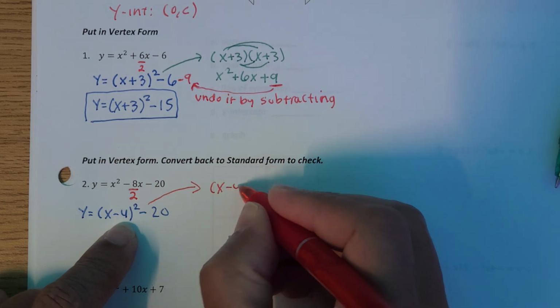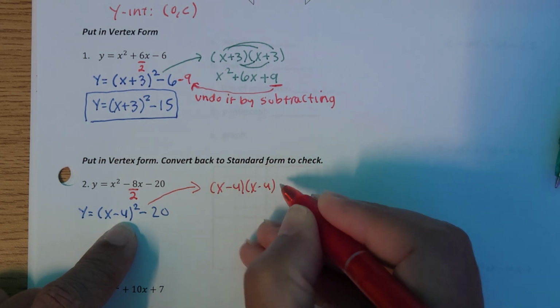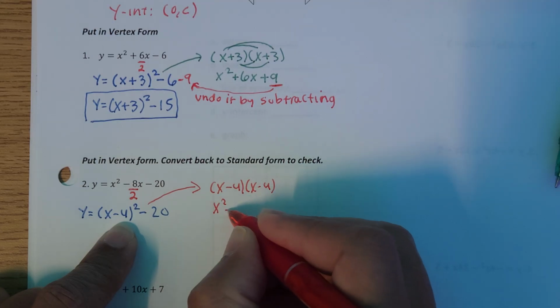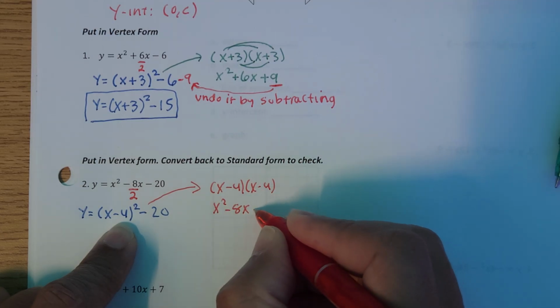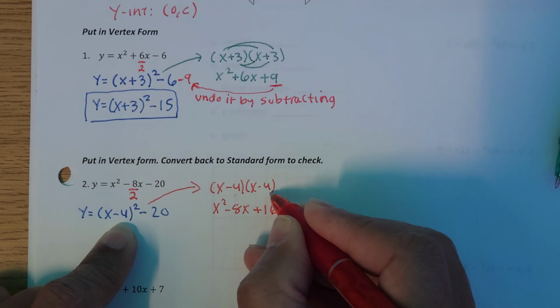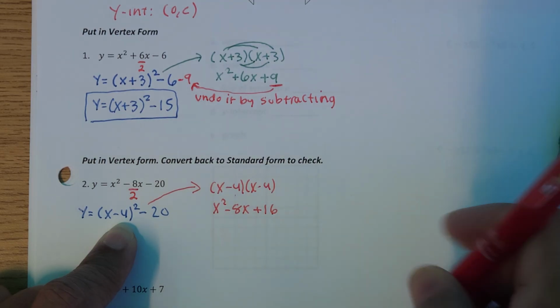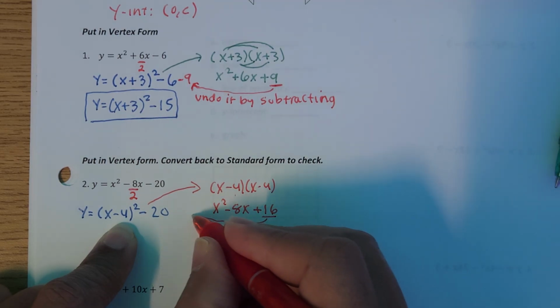If I take x minus 4 times x minus 4, I end up with x squared minus 8x plus 16, because negative 4 times negative 4 is positive 16. So then this is what I need to undo here.